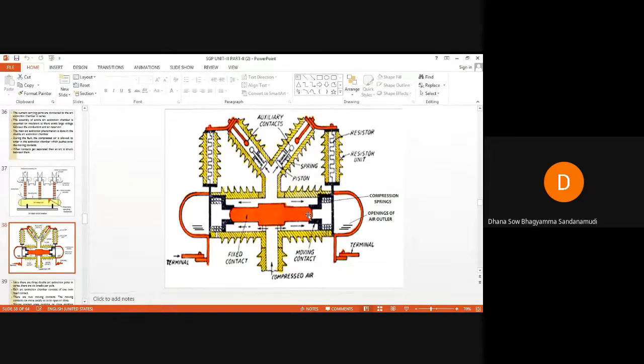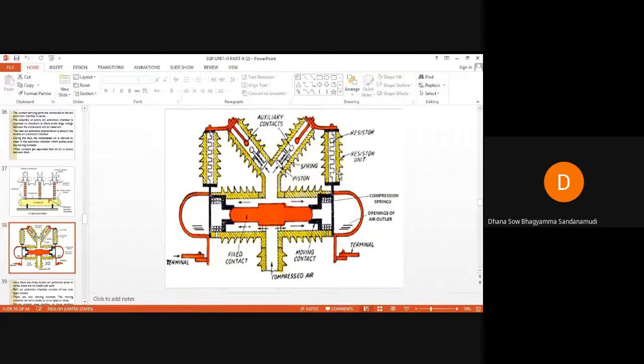You know what is meant by resistance switching. Due to resistance switching, we can avoid current chopping. So in order to avoid current chopping, these resistance units are used here. This is a very fast operation, hence the arcing time is very less in an air blast circuit breaker. That means the arc extinction will take place within a very short duration of time.